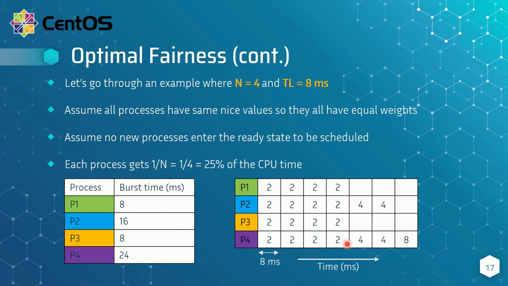After this point, the number of processes left becomes 2. So then each process will get 50% of the CPU time. And because TL is 8, each of process 2 and process 4 would have 4 milliseconds to execute. And then you'll see that once process 2 is complete, process 4 will have the full 8 milliseconds to itself.